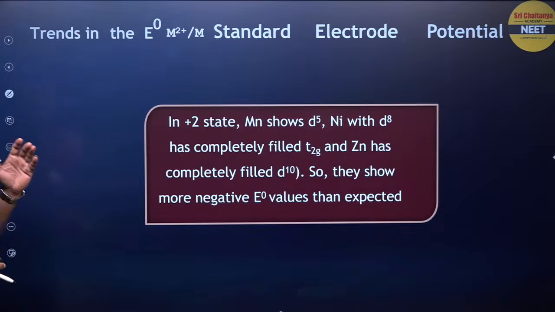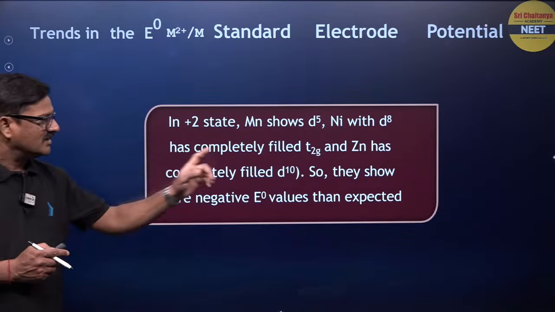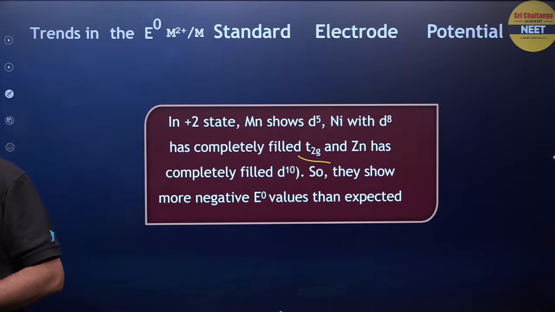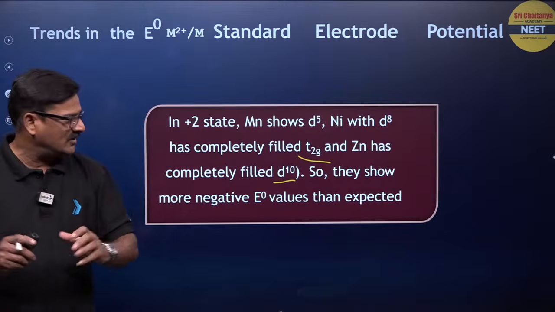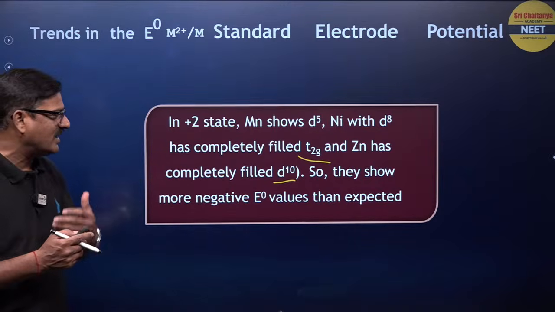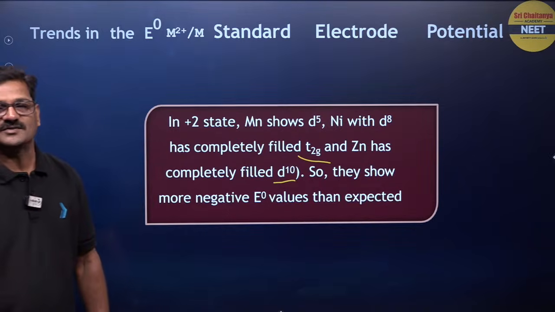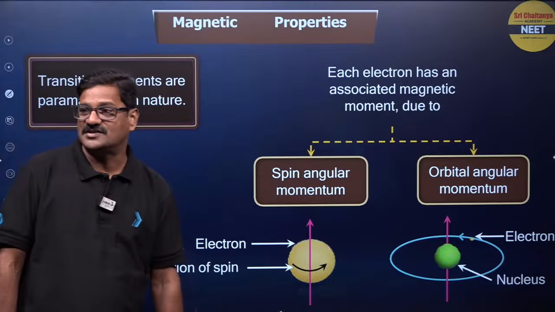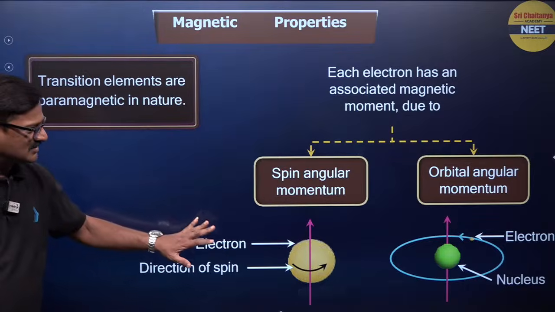Okay, in +2 oxidation state, manganese shows d5, nickel has d8, has completely filled t2g orbitals. आप बोल रहे हैं ना? Right, Shwangi. And zinc has completely filled d10. That's a different scenario. So they show more negative values than expected. All are having negative values, but copper has only a positive value because its high hydration energy compensates the second ionization energy. So magnetic movement के बारे में बात करना चाहता हूँ.